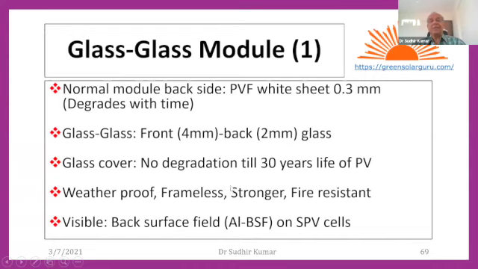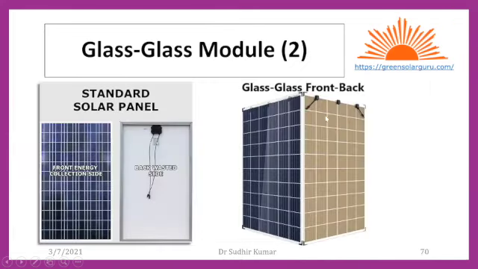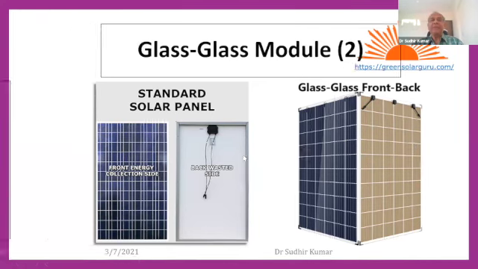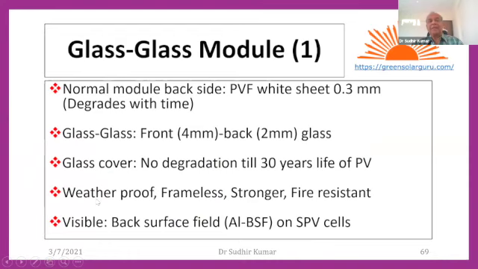You might remember that last time I told you how cells are made. The front one is a metal grid, and the back side is just silver paint. So that's why it looks like this. Now in this one you cannot see the back side because it's a plastic sheet. But in this glass module, you can see the front and also the metal coating on the back side. That is the advantage. That glass cover is weatherproof, frameless, stronger and fire resistant. This is the advantage of the glass modules.